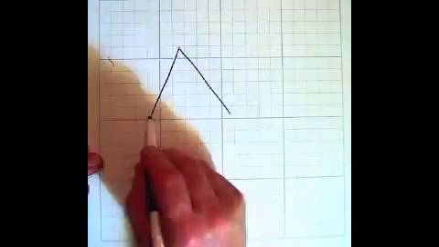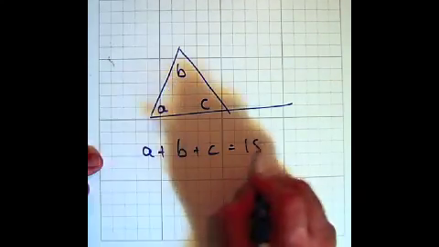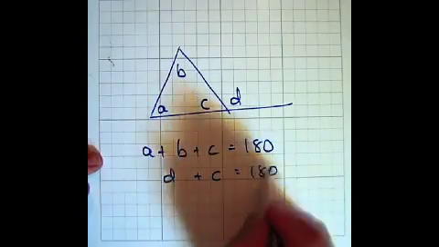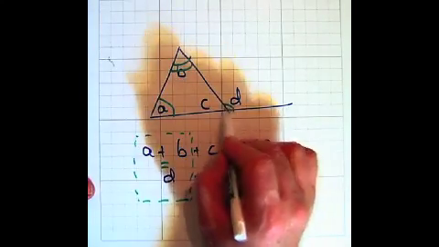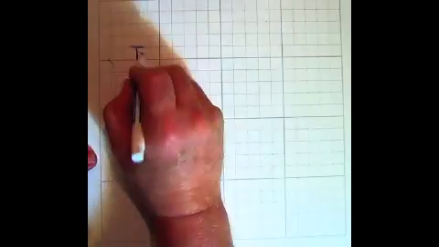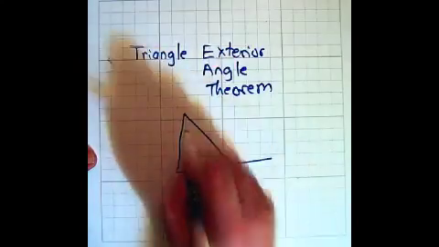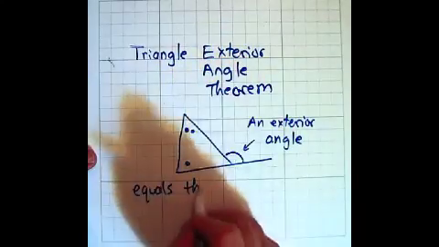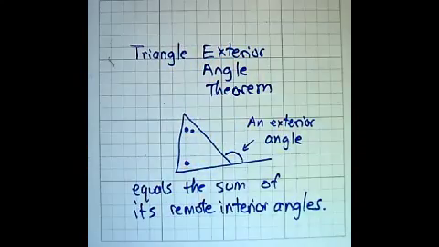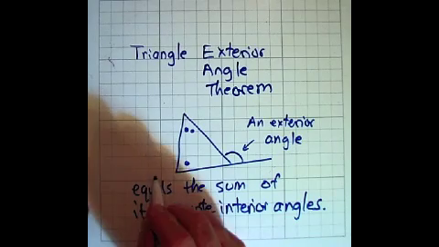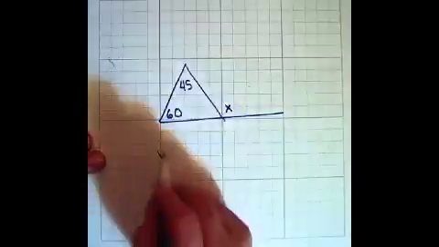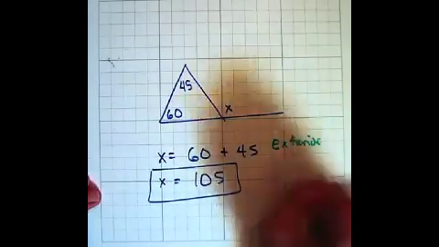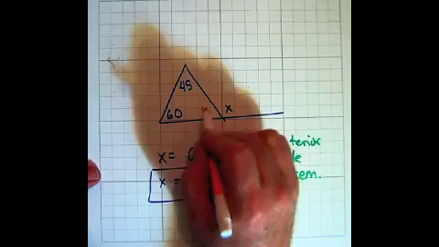So here's a triangle, and if A, B, and C sum to 180, well, C and D also sum to 180. These two must be the same then. That is, an exterior angle is equal to the sum of its remote interior angles. So if this is the exterior angle, it's equal to the sum of its remote interior angles. These other two angles I've marked are the remote interior angles, not the angle right next to the exterior angle. See how quick that is? X is equal to the sum of its remote interior angles.